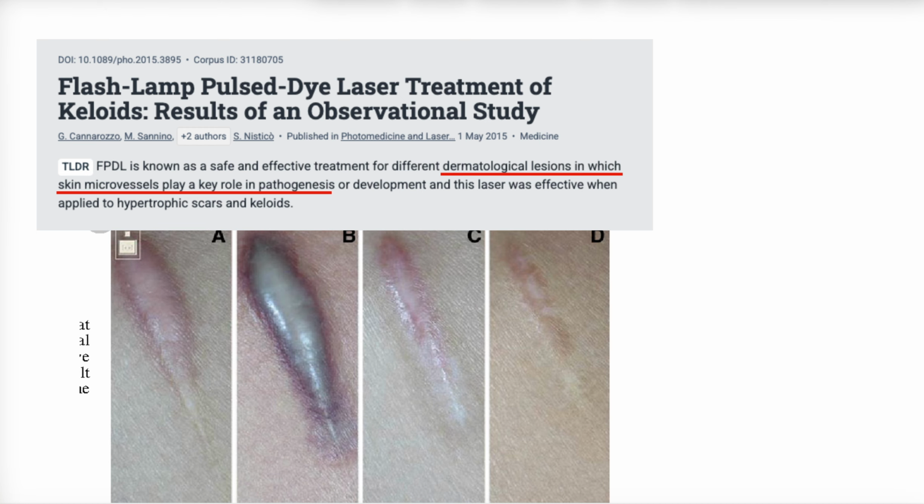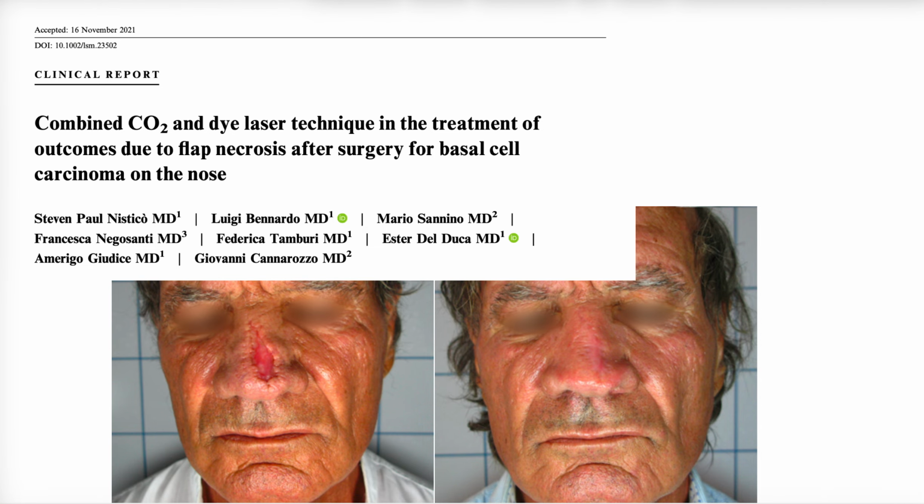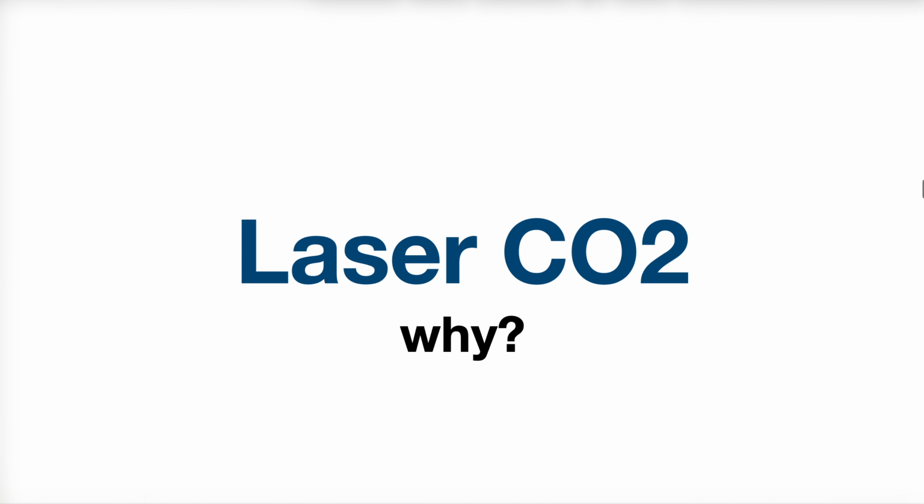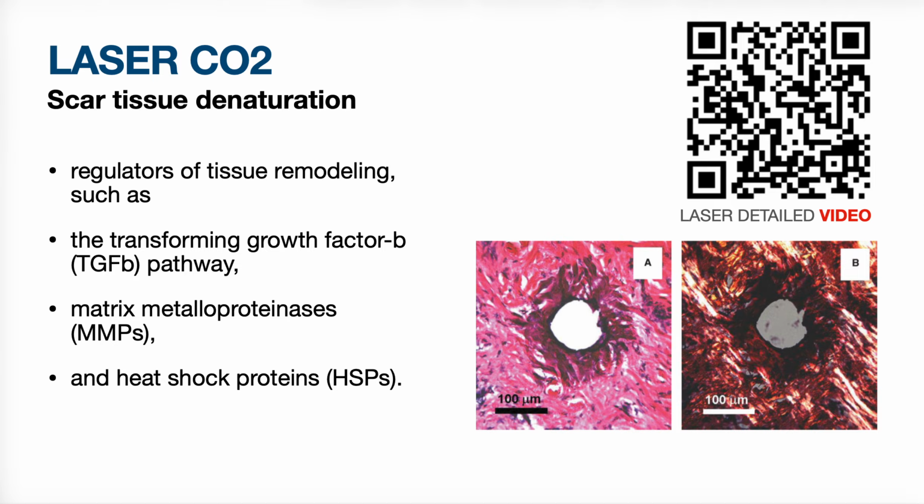Keloids with active vascular components, like this one on the chin, are resistant to CO2 laser and should instead be treated with dye laser, as masterfully taught by Nisticò, Cannarozzo, and Sannino. Why laser? The CO2 laser has several functions. It denatures fibrotic tissue, it regulates tissue remodeling, and it promotes reorganization of extracellular matrix.